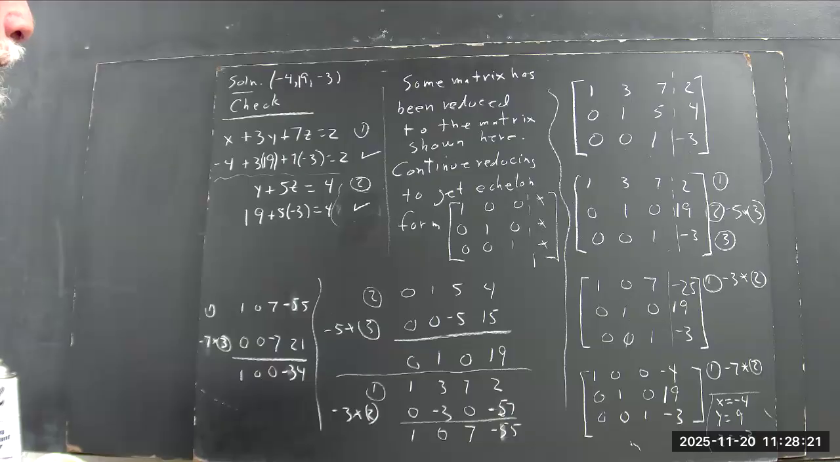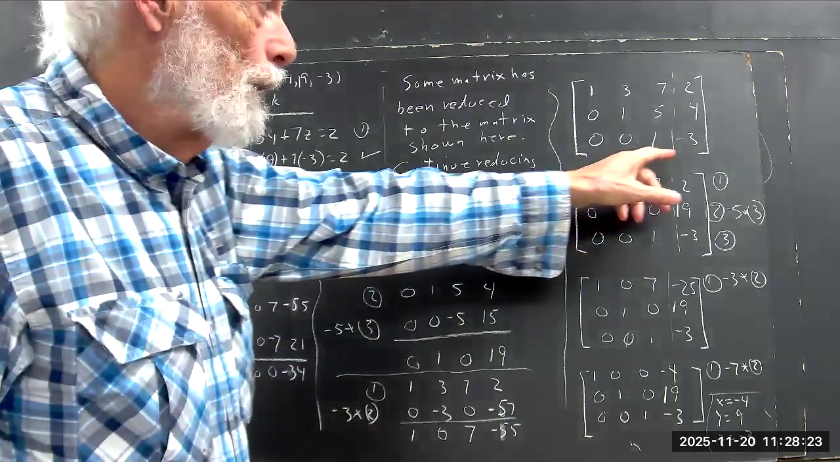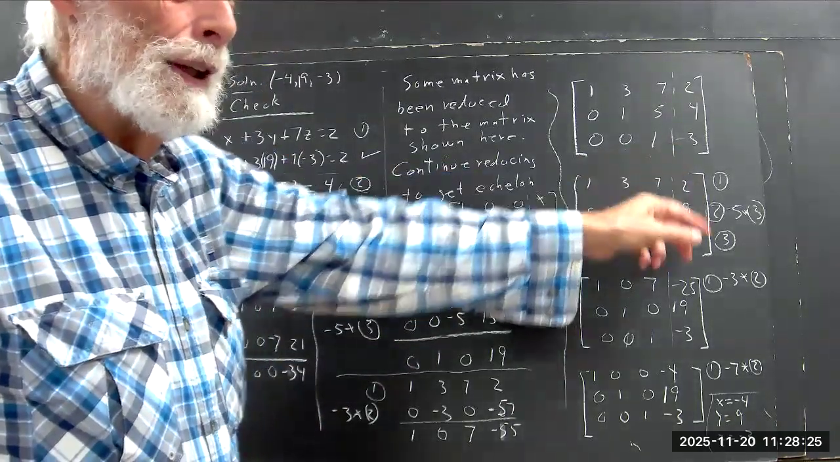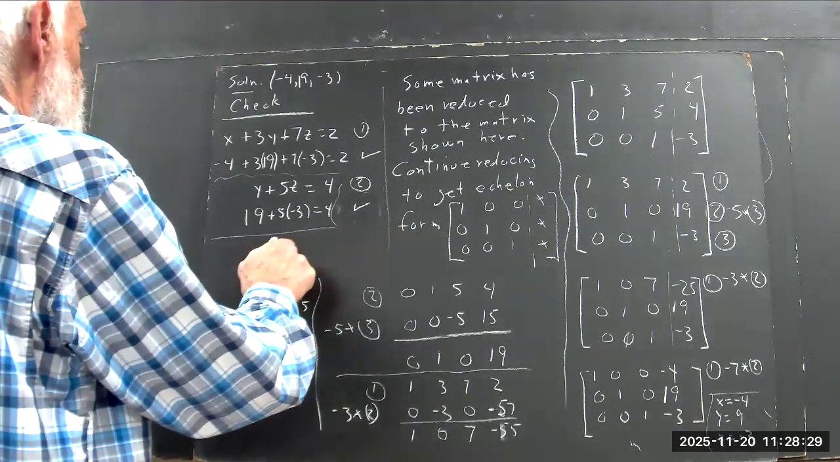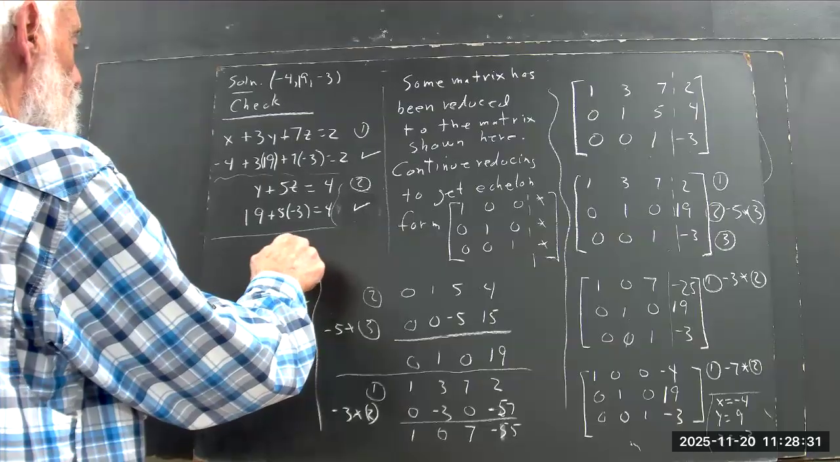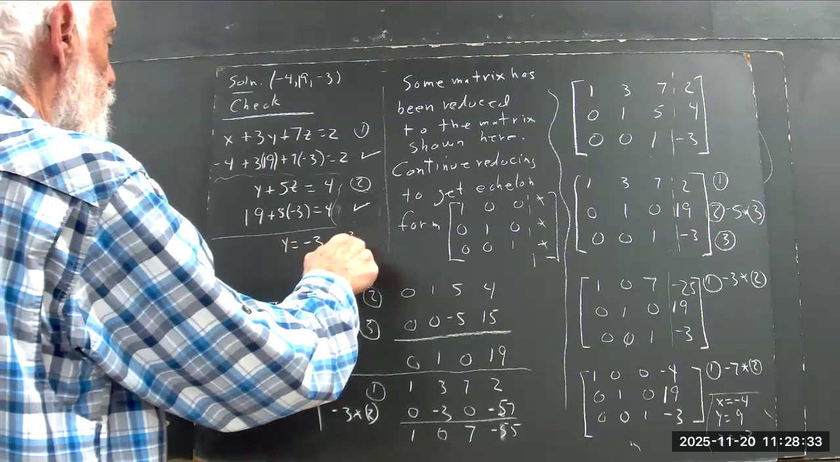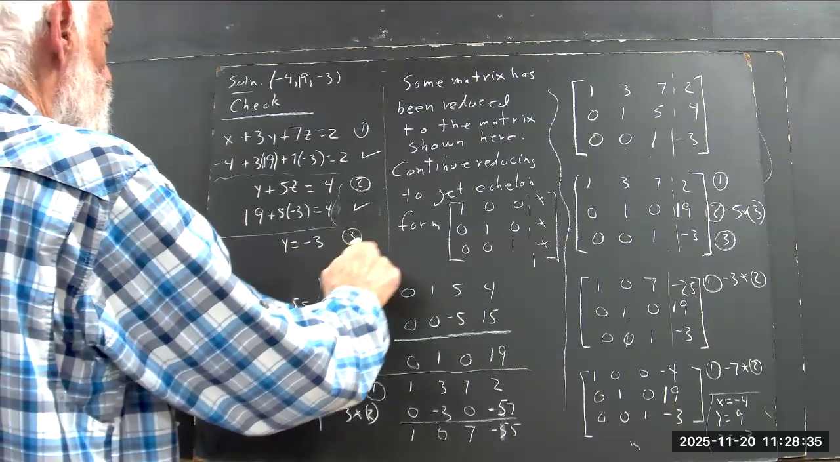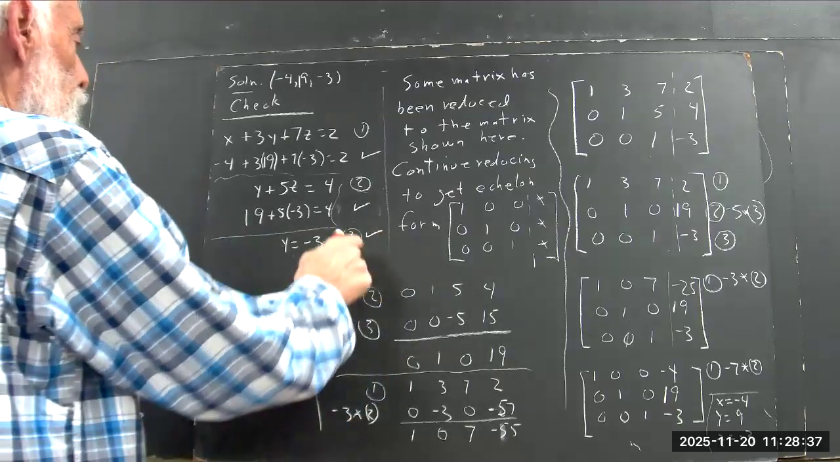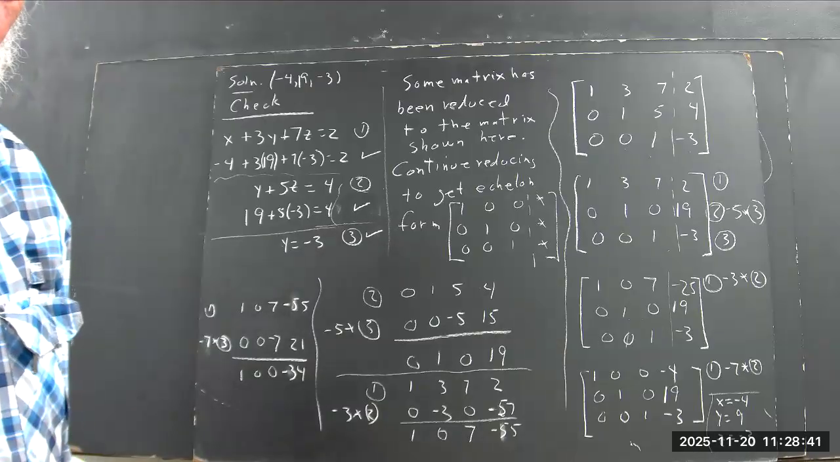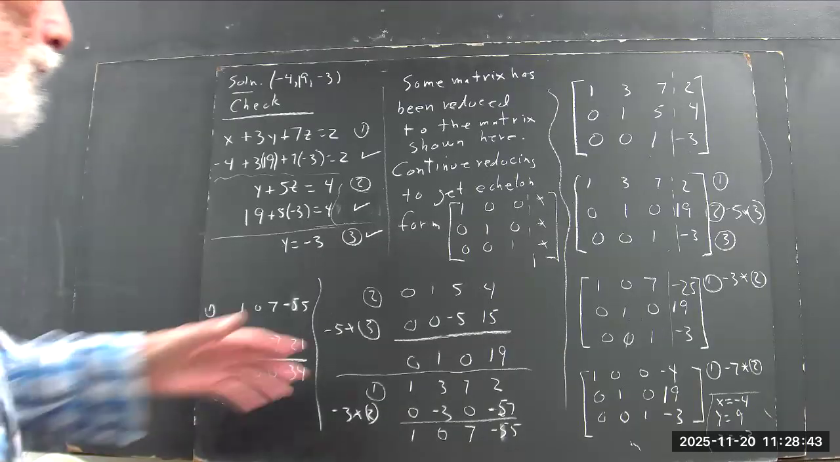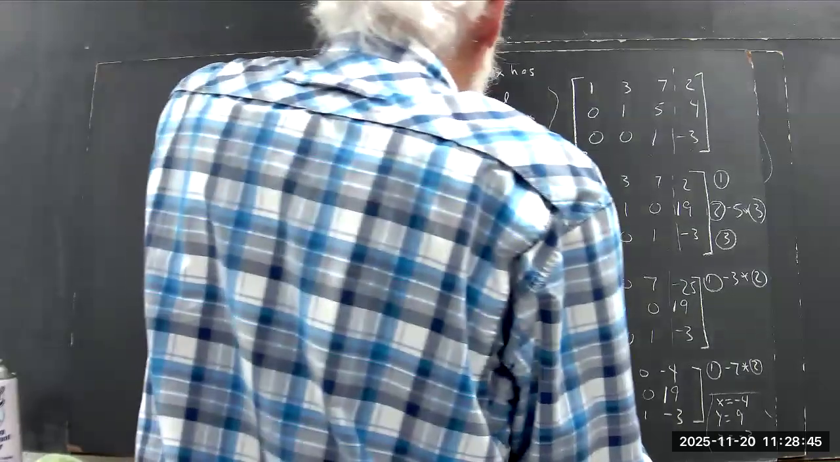And then, of course, y equals negative 3. We already know that. Then it's the third equation, and it checks out with the solution. Okay. Now, just to go back to the upper triangular form.